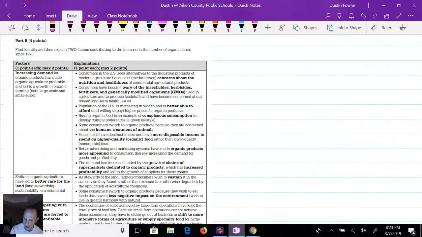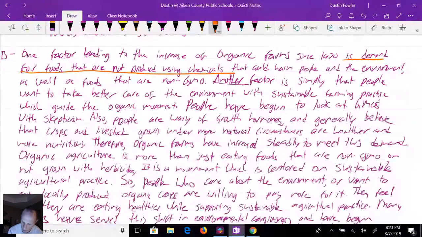or just in general demand. That's why organic farming is, right? So demand for that. Another factor is simply that people want to take better care of the environment with sustainable farming practices. We talked a lot about this last week in the lecture, which guide the organic movement. So the philosophy behind it has to do with sustainable farming practices.